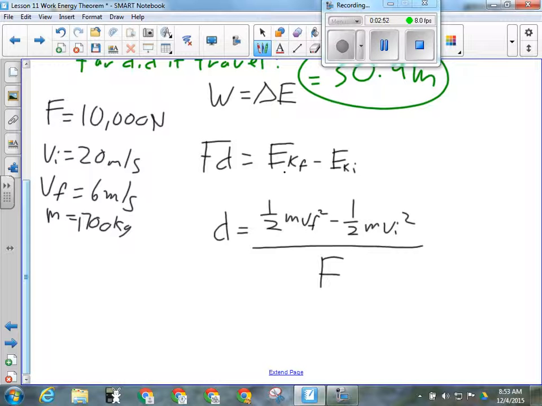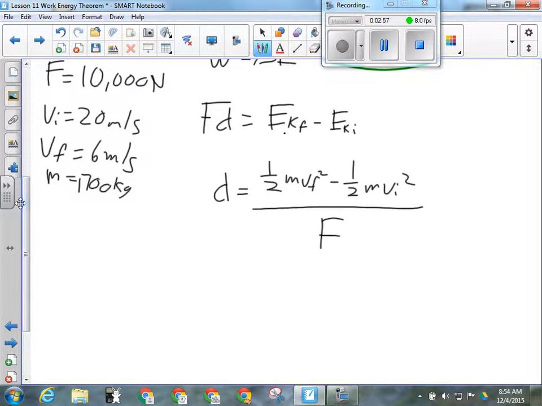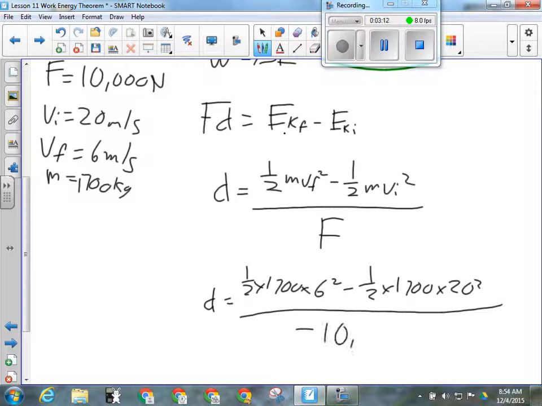Yep. So D is going to equal 1/2 times 1,700 times 6 squared minus 1/2 times 1,700 times 20 squared, divided by negative 10,000 newtons. Now in the end, it just asked how far does it travel. It really just asked for distance, didn't it? Distance is scalar, right? So even if I forgot the negative, would I be okay? Yeah, because if I got a negative number, I wouldn't make it negative when I wrote it down, hopefully.